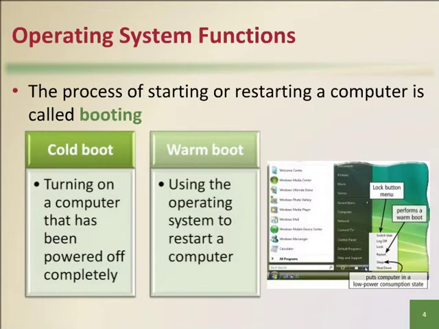When a computer is booted up, the operating system is loaded from the hard disk to the computer's memory. Note the difference between a cold boot and a warm boot.